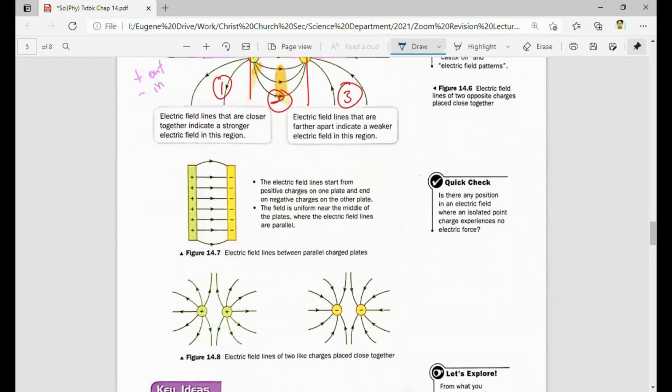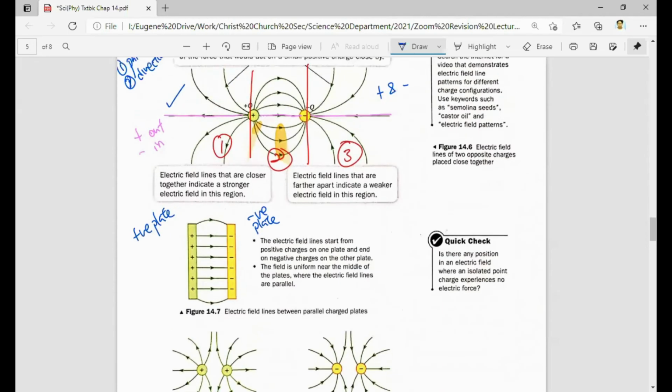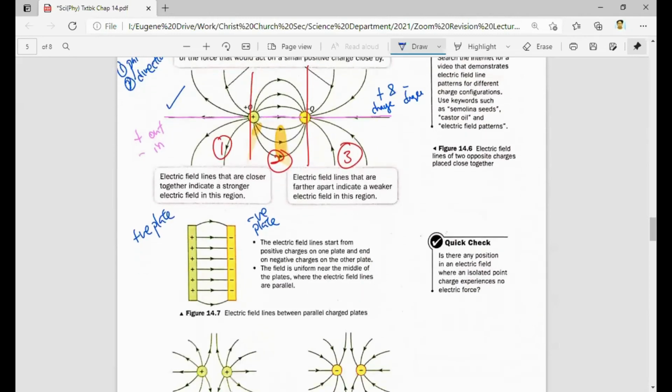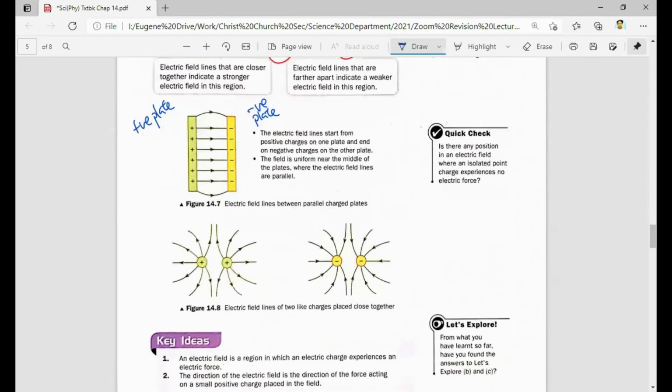Now, this one over here is a positive plate and a negative plate. The one at the top here is a positive charge and a negative charge. So the drawing for a charge versus the drawing for two plates is very different. For the plates, in the middle of the two plates it is all straight lines. By the two ends, it's a curve like this. So this is what you need to learn how to draw.